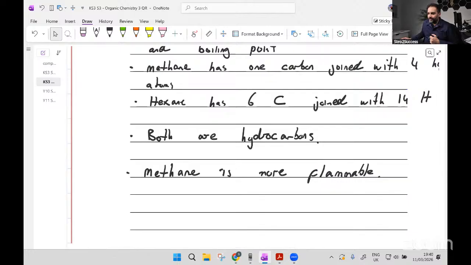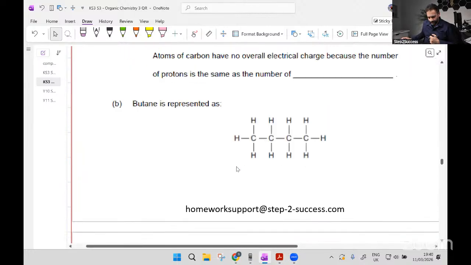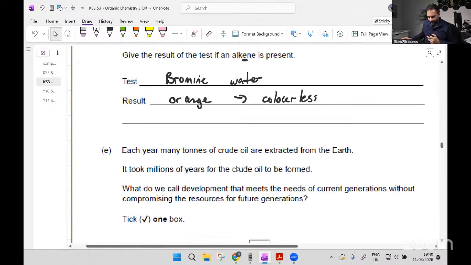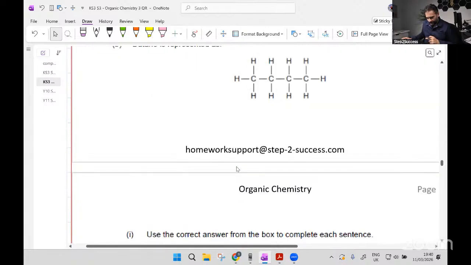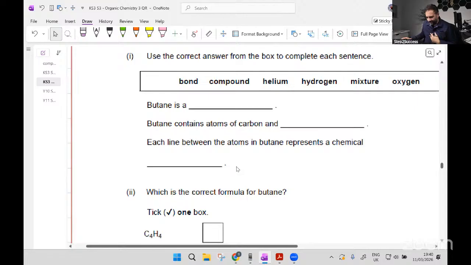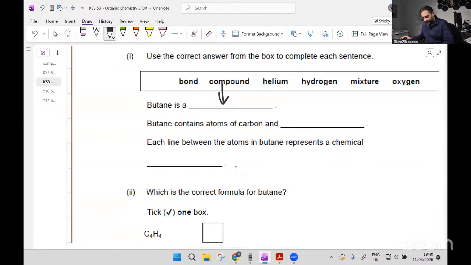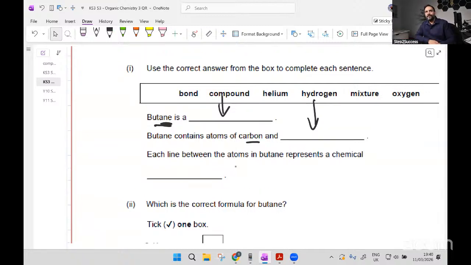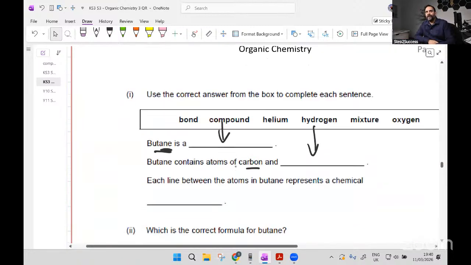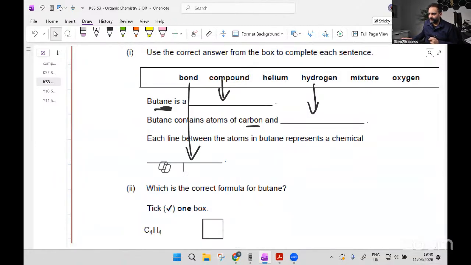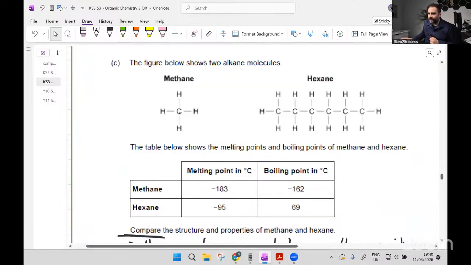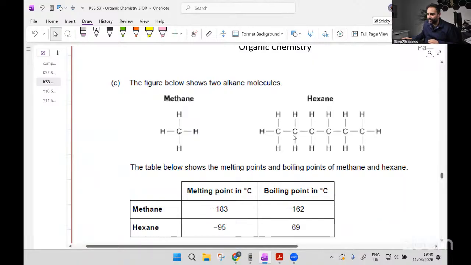Right, let me go back to the others. 2C, 2D. I've already answered this question. 3B, I've already answered this in the previous one. It was the same question. We said butane is a compound. These things are hydrocarbons, which means they only contain carbon and hydrogen. And the little lines here between them are chemical bonds, specifically a covalent bond. And then you also asked me for 3B, 4AB, 4C.